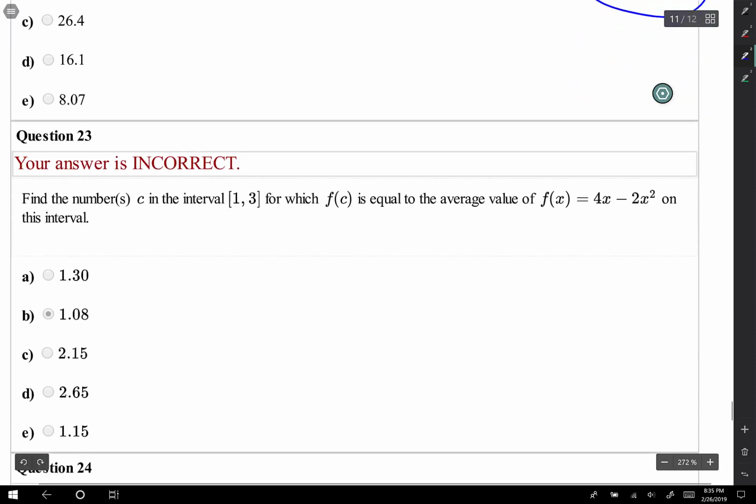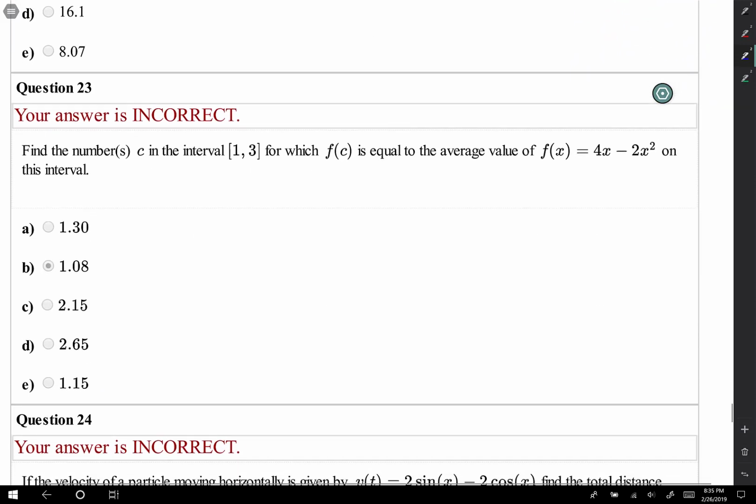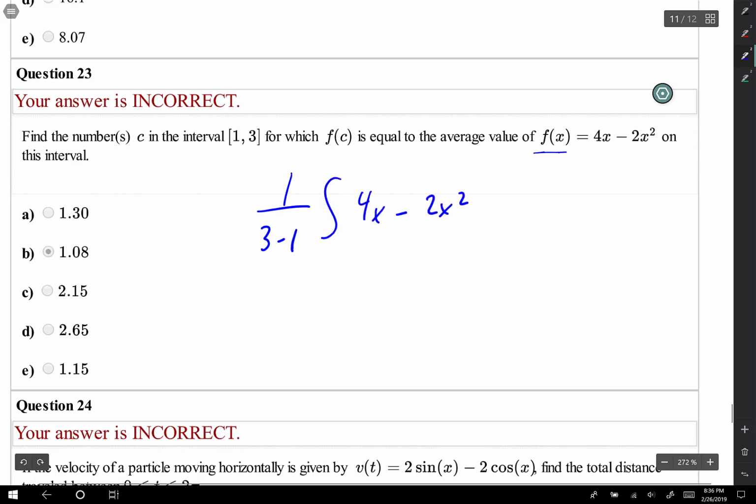It's in there. Find the number c on the interval for which f of c is equal to the average value. Okay, so this, I don't think we have done this, but you may not remember. All right, so here we go. Find the average value of f of x first. So 1 over 3 minus 1, integral of 4x minus 2x squared dx, between 1 and 3.